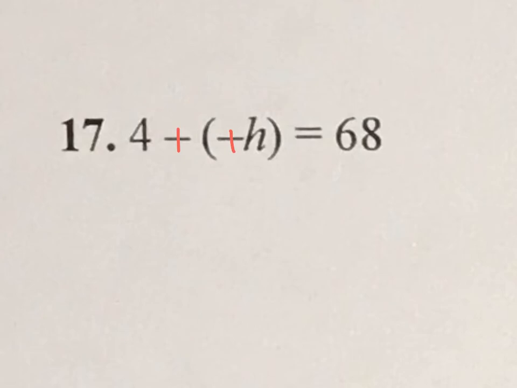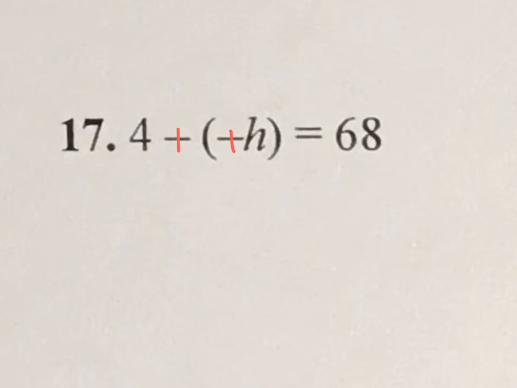So right here, you have 4 plus h equals 68. And the goal to solving any equation is to get h by itself on one side of the equal sign. So right here we have the equal sign, h is on the left side, it's not by itself, all right? You have a 4 right there. And it doesn't say 4 times h.